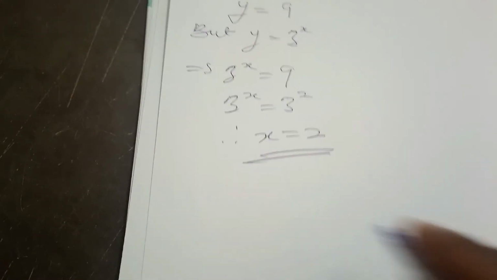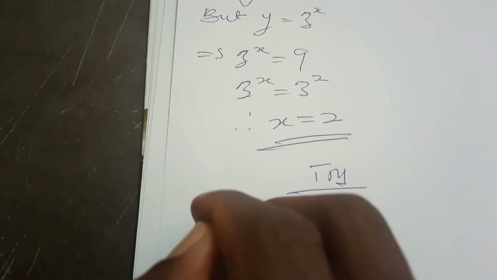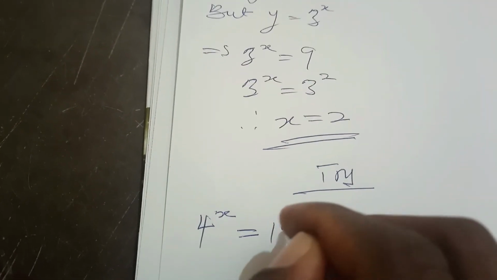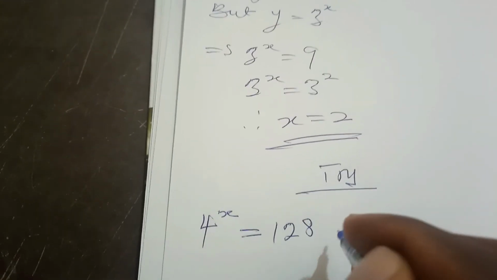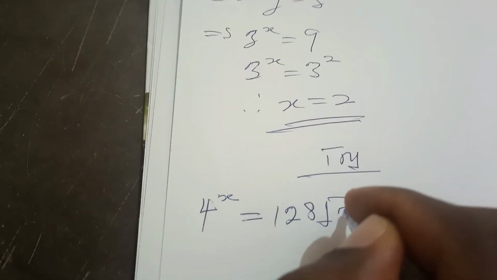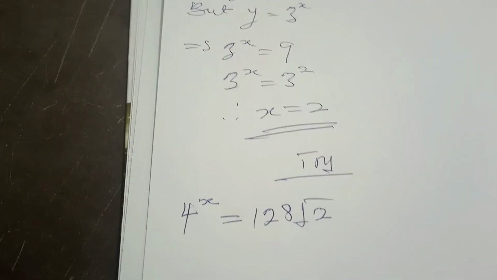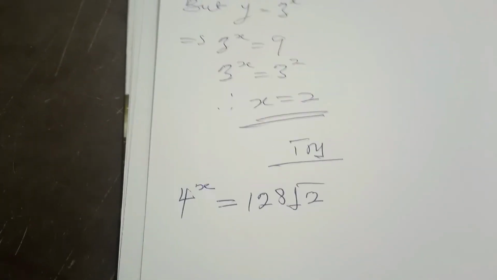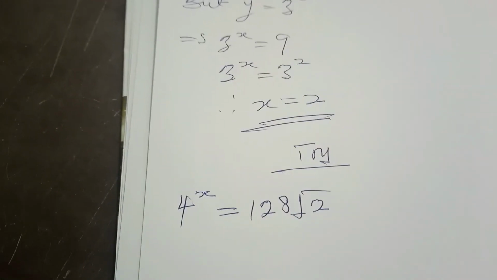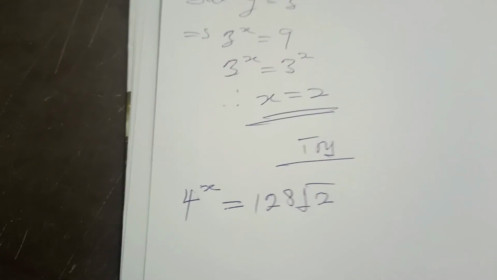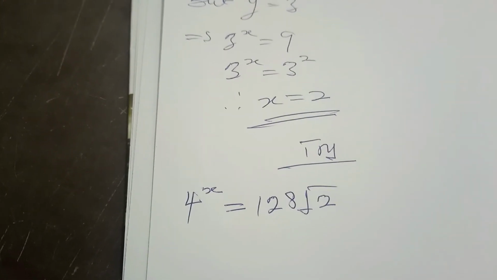You have to try this, and that is 4 exponent x equal to 128 root 2. In case you forget what to do, check example 5 of this lesson, and you see that the only difference is that the bases are different, but then you follow the same approach.